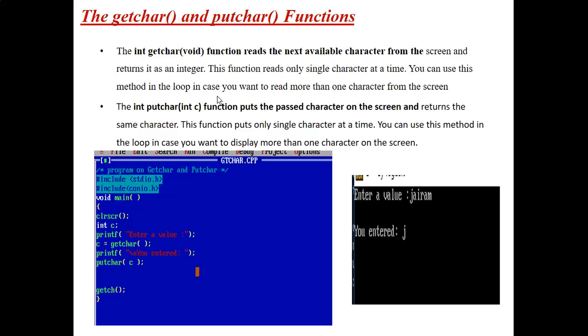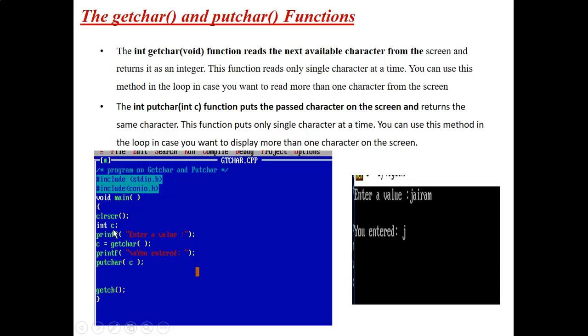Now I have written a small program on getchar. Let's try to understand the program. Here I have included the two basic header files. Next I have written the main method, where every program starts. Next is the clear screen function, for clearing the output screen every time the program runs. In order to clear the screen I have written this clrscr function. Next I have taken a variable c of integer type. Next, using a printf statement, I am printing the message: enter a value.